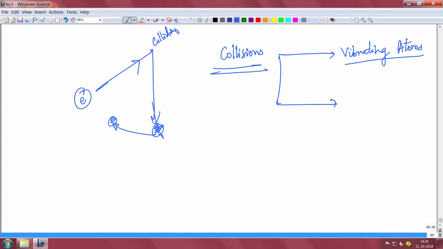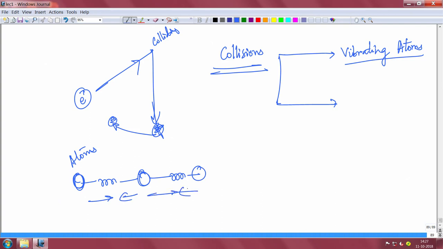So the atoms keep vibrating. You can think of atoms, not electrons, as being connected by springs, and they keep vibrating. There are different modes of vibration. They might come close together, or go away from each other out of phase. One might vibrate this side, one might vibrate that side. So there are different modes of vibration.